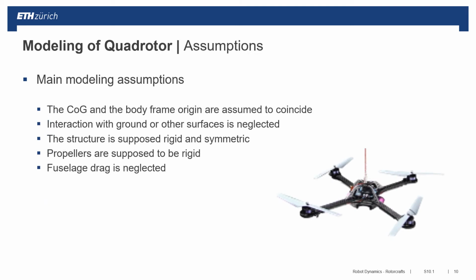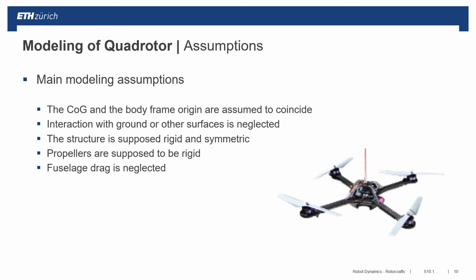Before we start to develop the model of a quadrotor or quadcopter, we have to be clear about the assumptions and simplifications we take for the modeling. We first assume that the center of gravity coincides with the body frame origin, meaning that it is exactly in the center of the four propellers. We further assume that there is no interference with ground or other surfaces. We assume that the whole structure is symmetric and rigid.